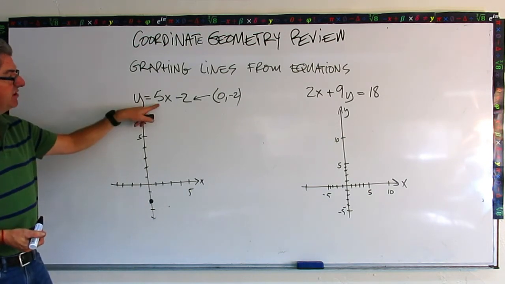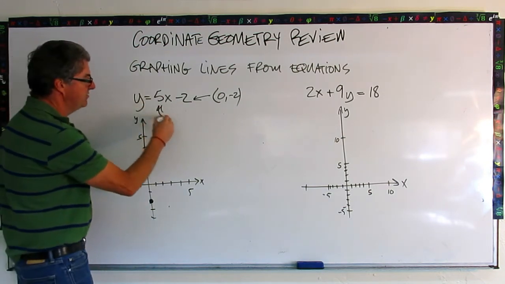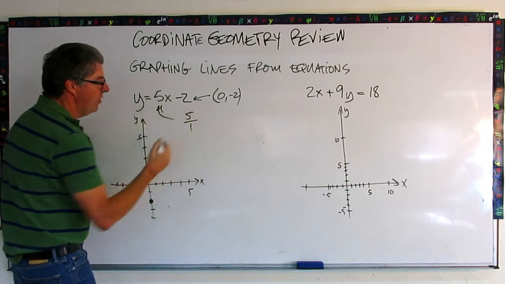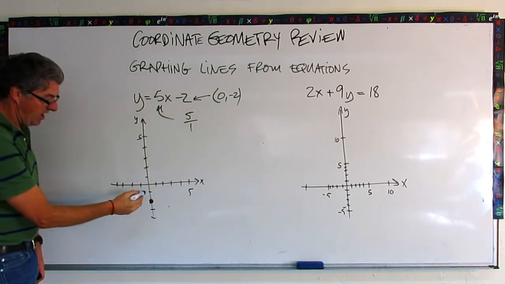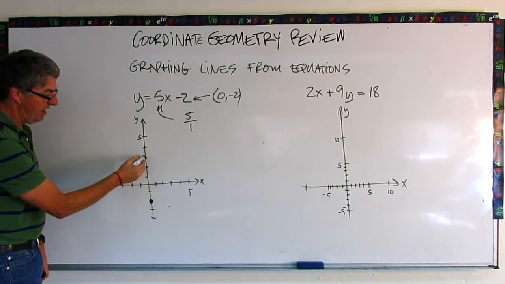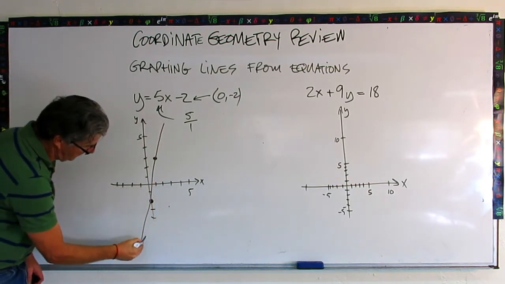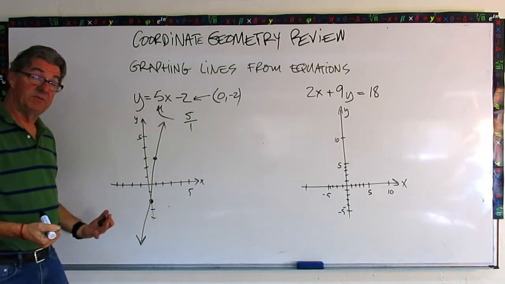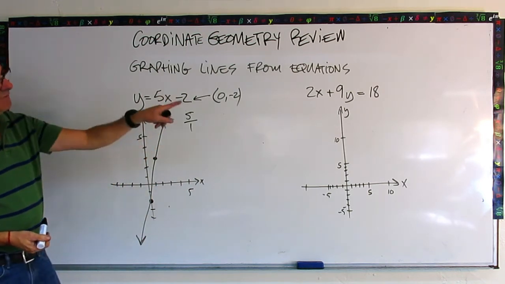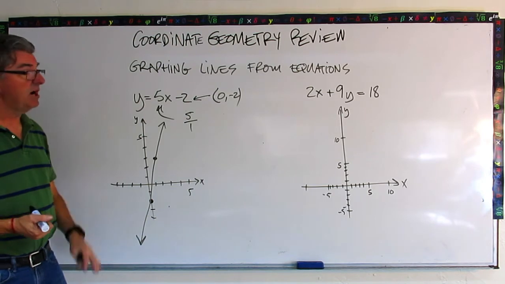Now I have the slope. The slope here is rise over run, so that's 5 over 1. So I'm going to go up 5, 1, 2, 3, 4, 5, and over 1. There's my second point. Now I can just connect them. Presto. Now, graphing from general form is a little bit more complicated.